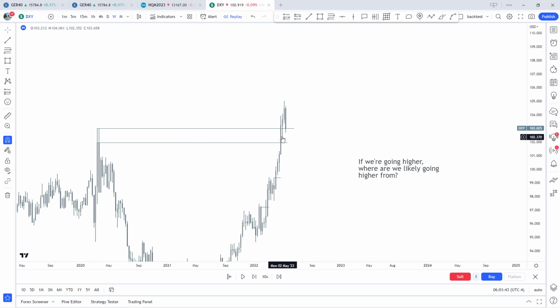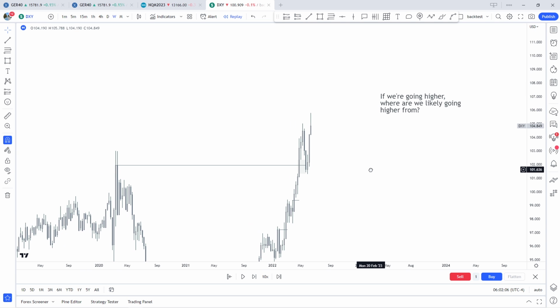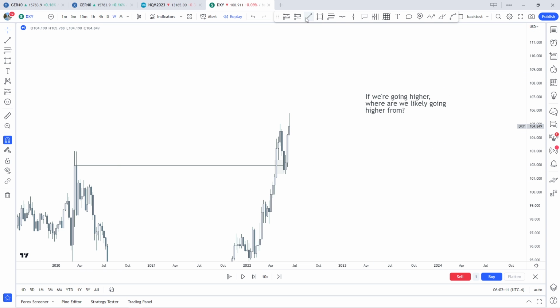And now we have an overlapping fair value gap with the body. So this fair value gap is very lovely, and I would love to see a retrace into this fair value gap and then a push higher. All right, perfect. Now, if we are going higher, where are we likely going higher from? Well, we have this new order block with a fair value gap right here. Perfect. If we are going higher, where are we likely going higher from? Again, same thing, this order block right here.